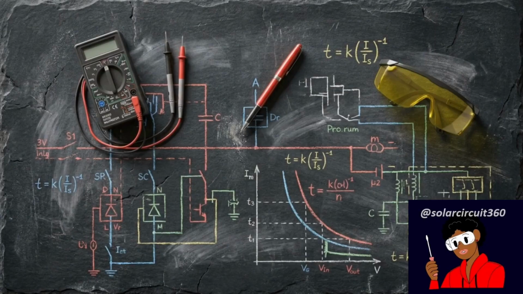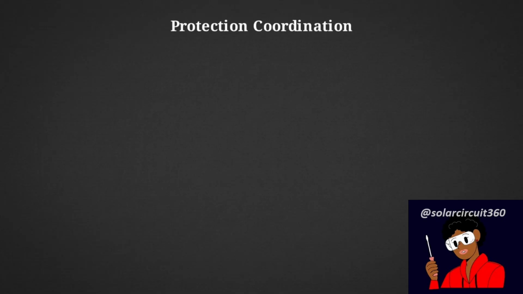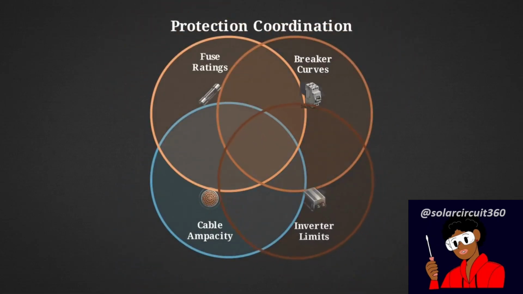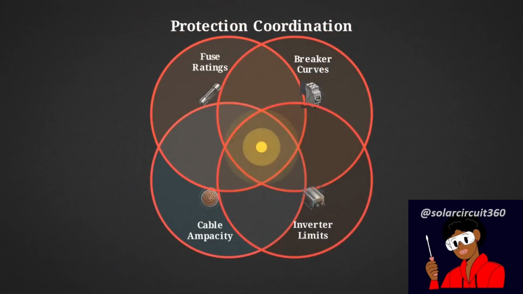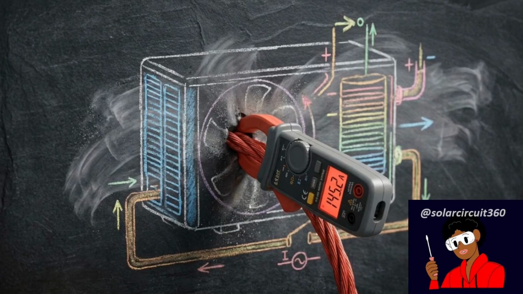To prevent this, professional engineers rely on a standard known as protection coordination. Protection coordination is the precise mathematical alignment of cable ampacity, fuse ratings, breaker curves, and inverter limits, ensuring the system fails safely and predictably. Before you blame the inverter for a shutdown, verify the battery voltage under load, check your terminal tightness, and measure the true startup surge of your heavy appliances.